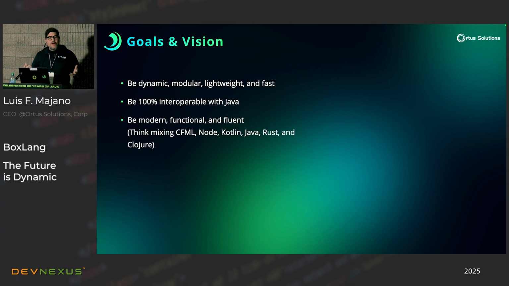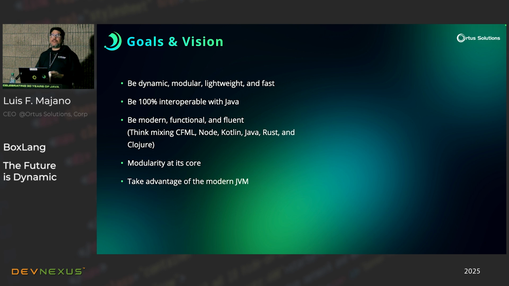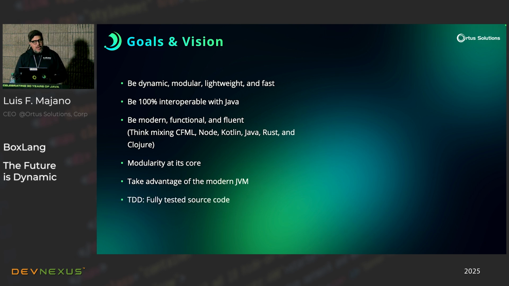Be modern and functional and fluent. We've been working with all of these languages, and this really makes you very productive, and it helps you when you read code when it's functional instead of the traditional imperative coding. Modularity at its core, important for us. Taking advantage of the modern JVM. It's not the same as 10 years ago.